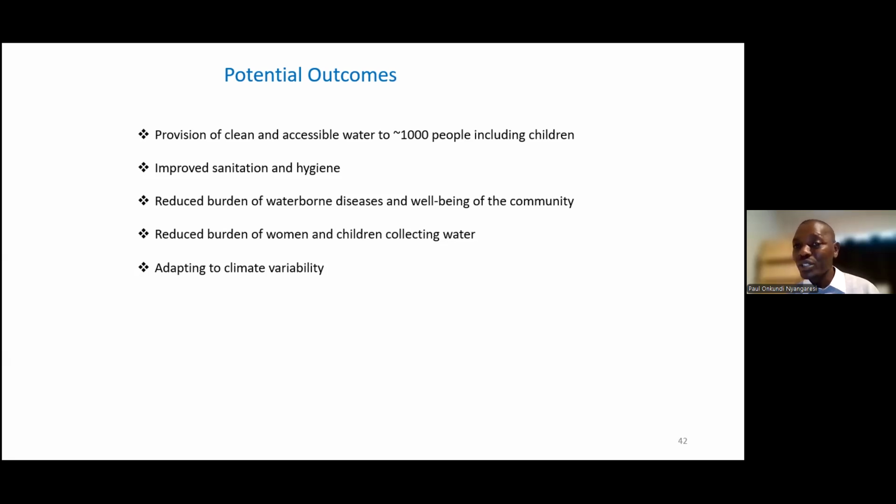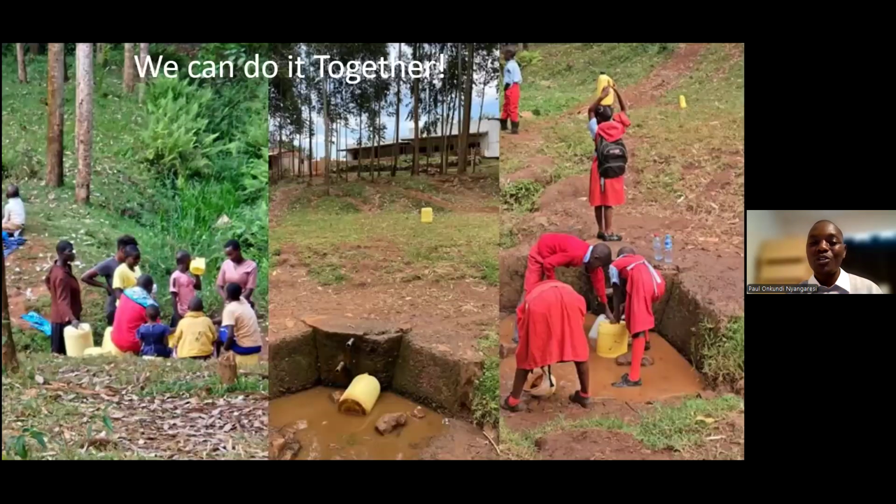And most importantly, we need to adapt to climate change, because during the dry season, the flow rate of that stream or that protected spring reduces. And even during the rain season, the water quality goes very low. The color increases. There's a very bad smell from the water. So how can we look at these challenges and be able to solve this kind of problem?